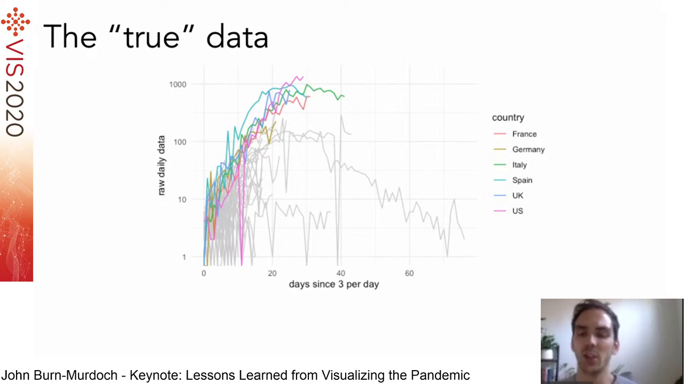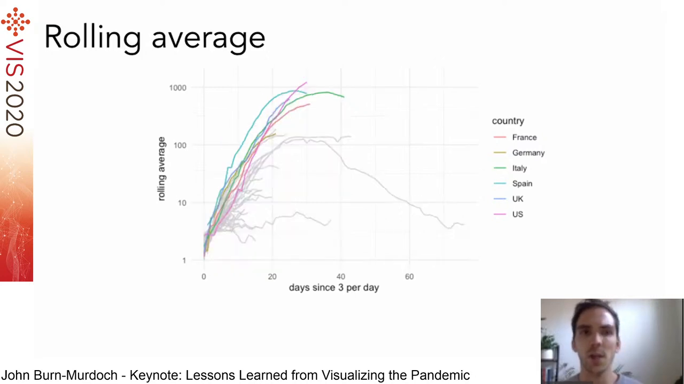Every country pretty much in the world has very strong weekly cyclicality, for example, because far more tests are processed Monday to Friday than Saturday and Sunday. So there's a huge amount of noise in the underlying data that is reported to these aggregators. So what we were doing for weeks and have been doing for months is using a 7-day rolling average to smooth those lines and get around that issue.